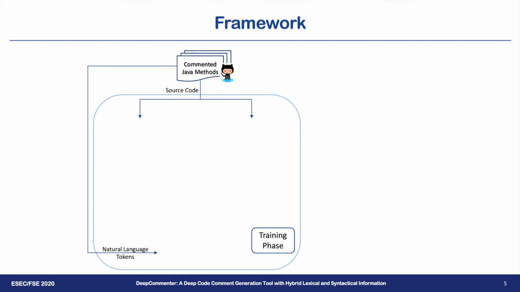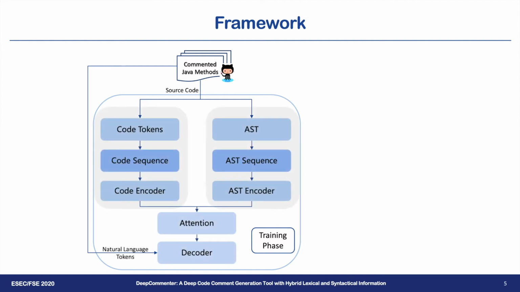Let's look at the training phase first. We use the commented Java methods as the dataset, the source code as input, and natural language tokens as output. Source code is fed into two different encoders, the code encoder and the AST encoder, to learn the lexical information and the syntactical information respectively.